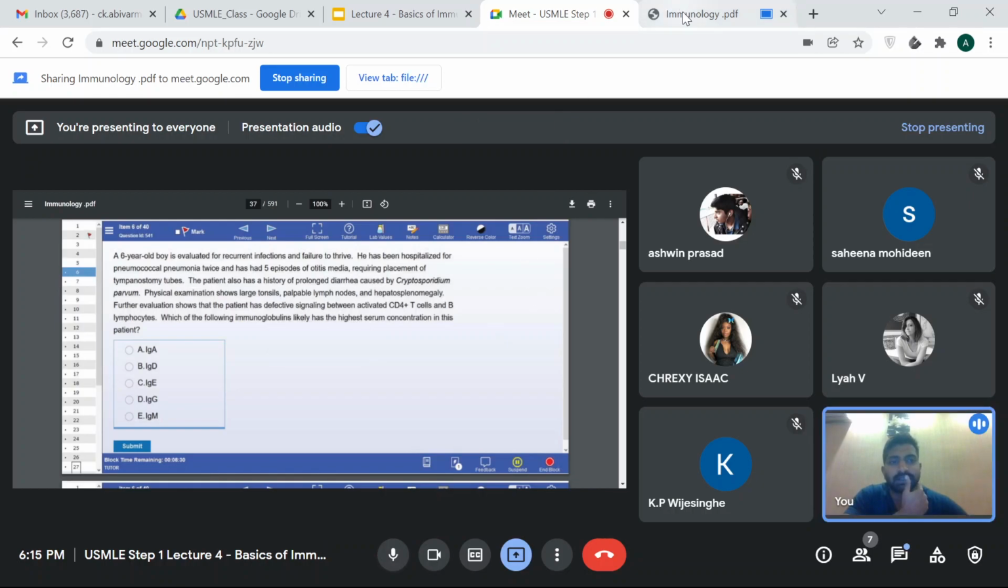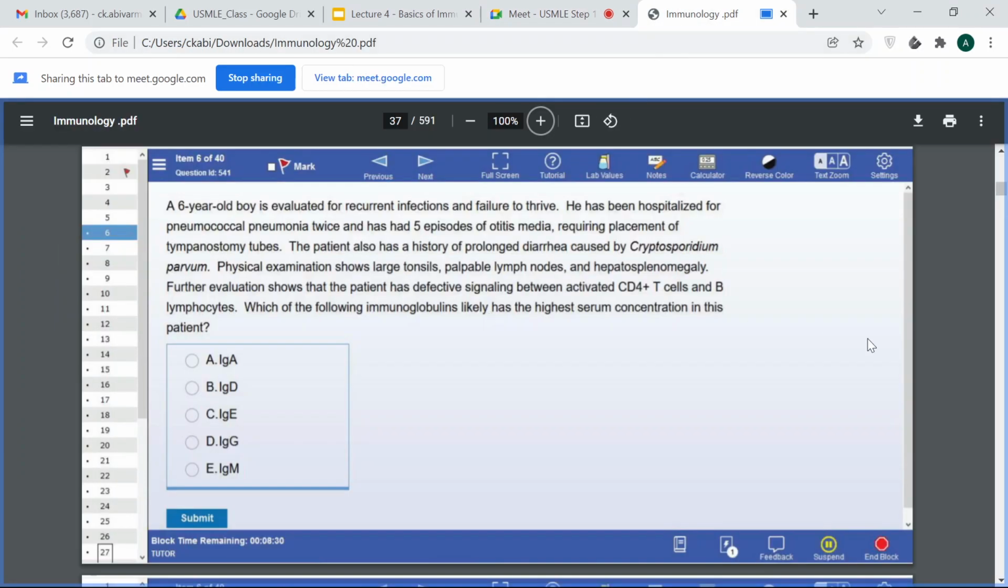Let's go through this question. A 6-year-old boy is evaluated for recurrent infections and failure to thrive. So a young boy with recurrent infections, you should be thinking about some kind of immune system problem and immunodeficiency, some kind of immunocompromised state. You'll be thinking about that just from this sentence.